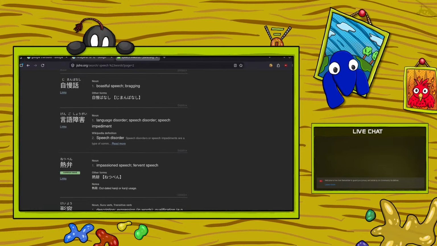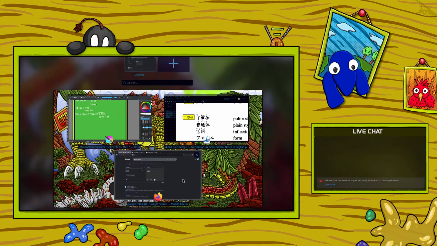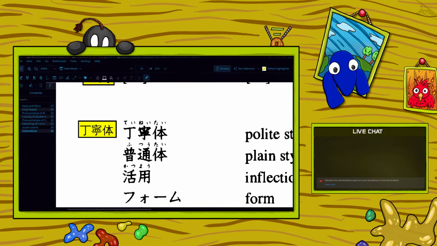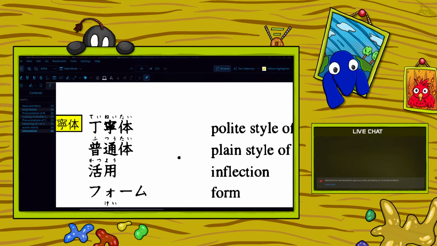So either I need to get that part done, so if I now type in plain, plain, well, simple, basically like that, simple. Simple, 単純. Alright, what is this? It is a plain style of speech. So I need the words plain style of speech, and I don't have the same thing here.